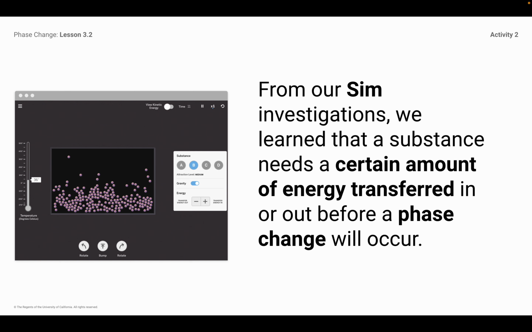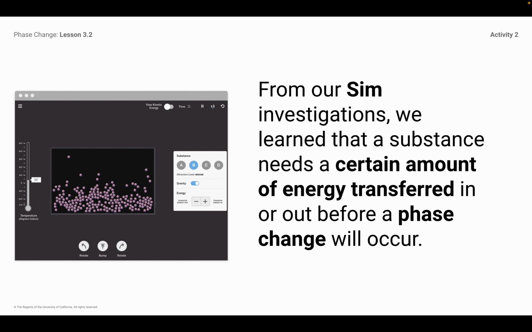We learned that actually it takes more energy being transferred in to cause a phase change than it does energy being transferred out. And we came to learn that the reason why is because the molecules want to come together. And when energy is transferred in, kinetic energy increases, freedom of movement increases, and basically the freedom of movement overcomes molecular attraction. And then there's a phase change from a solid to a liquid or a liquid to a gas.